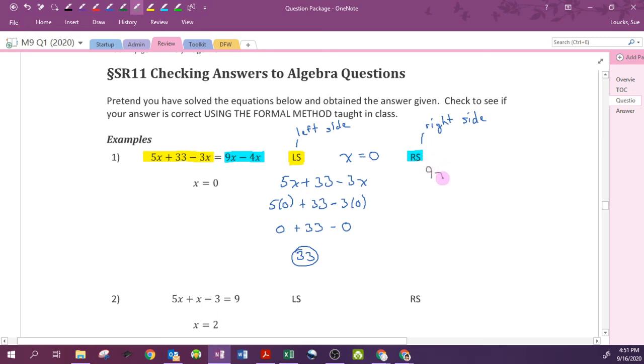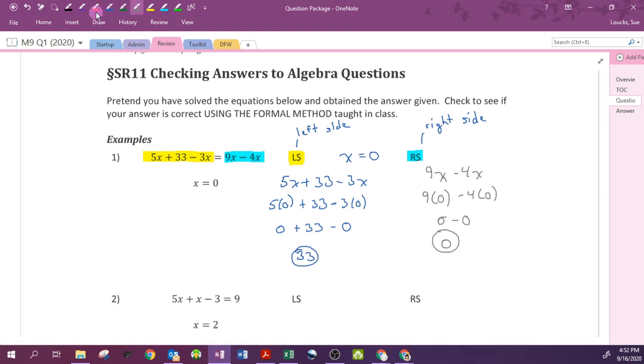I have 9x minus 4x, which is 9 times 0 minus 4 times 0, which is 0 minus 0, which is 0. And then I'm going to circle that, which is kind of weird to do when it's a 0, but there you go. Because I can't get that any simpler, 0 is just 0.